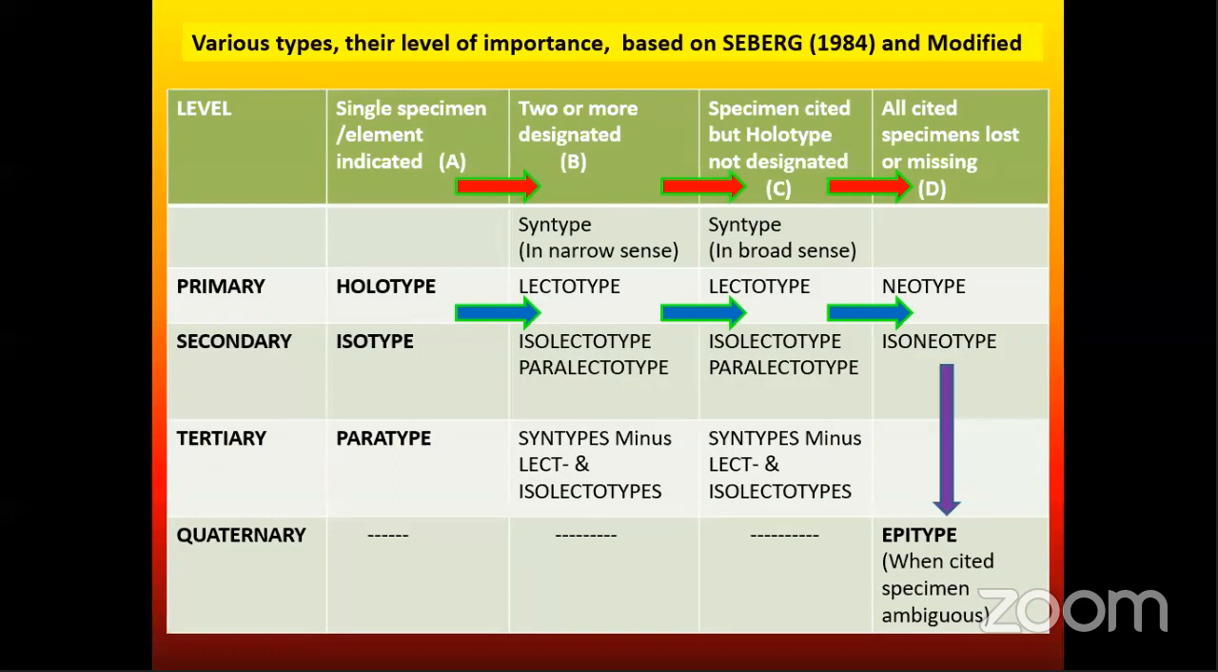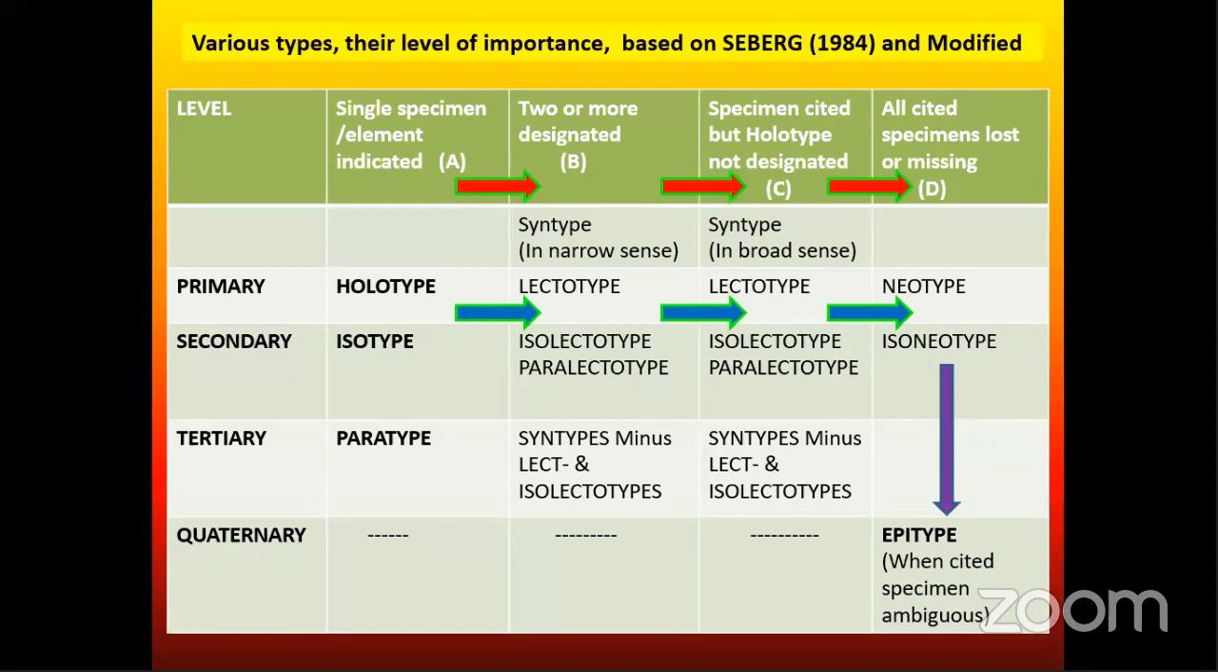These are the A, B, C, D, four levels of designation. The process has four levels. The first is the primary level. First, we should have the holotype. Any taxa or any name, if you are going to propose it in taxonomy, you should have a holotype, the primary type.